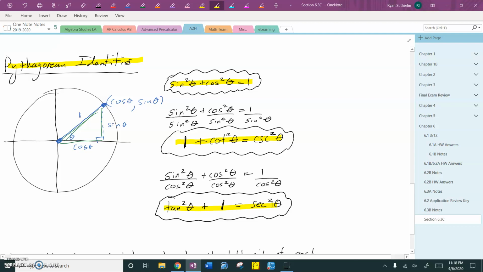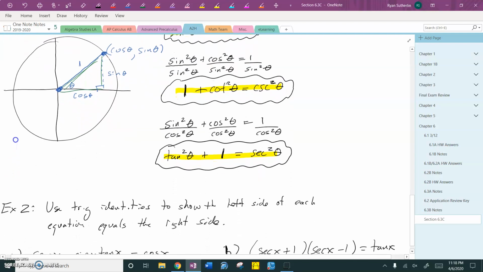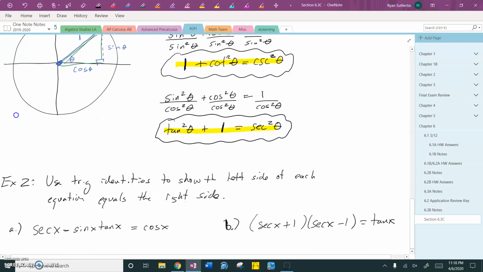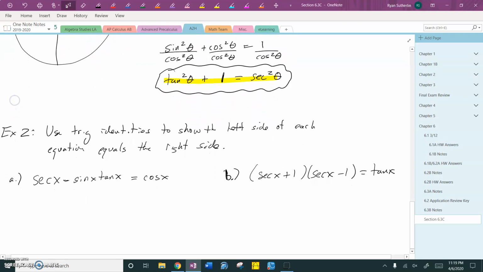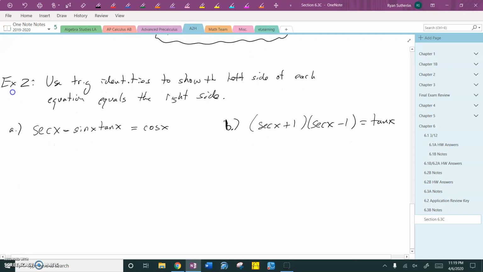So now let's do a couple of problems where we're going to use identities to show again that both sides of the equations are true, that secant x minus sine of x times tangent of x is equal to cosine, and that secant of x plus 1 times secant of x minus 1 is equal to tangent of x. And these can use any of the identities that we've talked about so far.